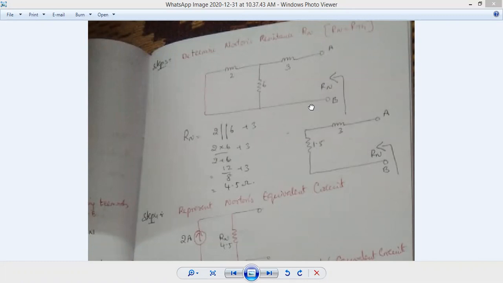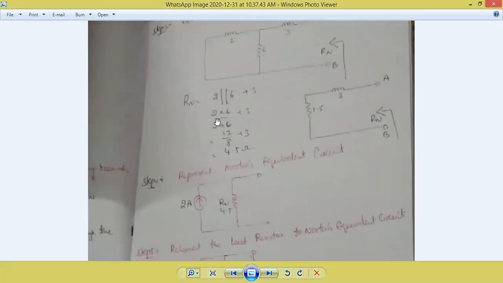Now again we have to draw the circuit. 2 parallel 6, how much? 2 into 6 by 2 plus 6 is 12 by 8, which is 1.5.